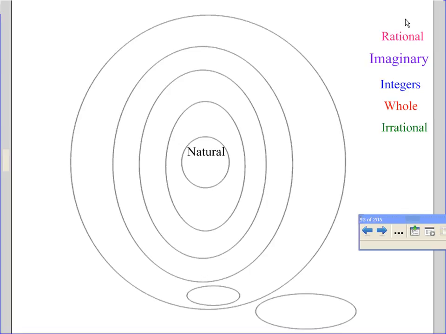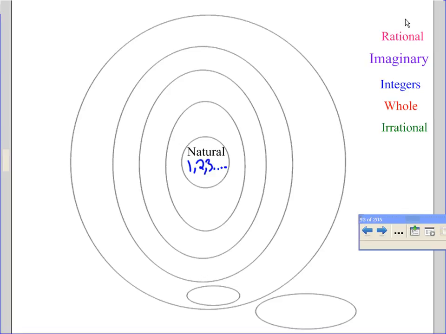Natural numbers go in the little tiny circle. The reason is natural numbers is the type of number that doesn't include a lot. So we know that a natural number starts with 1. It goes up all the way to infinity. Jot these notes down. This will help you. So natural starts with 1 and it goes up.